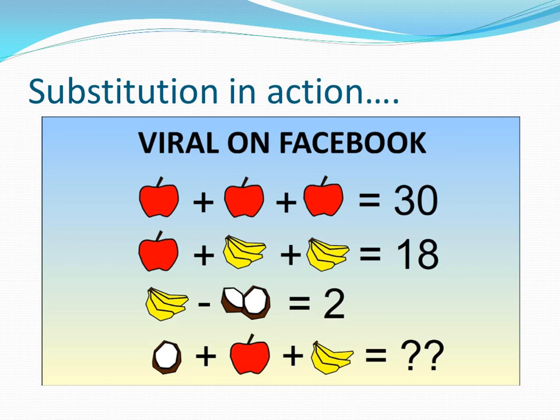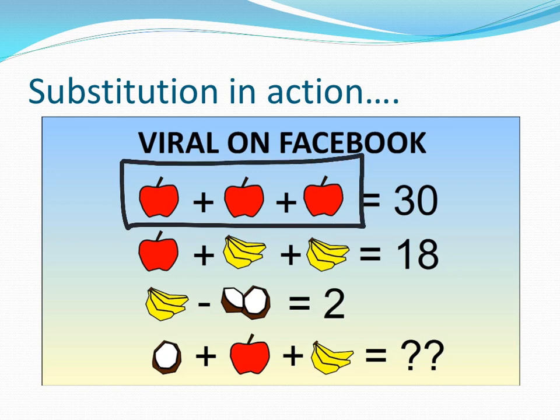So even though this Facebook thing includes equations instead of variables, it's got fruit pictures. You can use substitution very easily in this. You've got a clear piece of information right here in the first equation. If you know that there's going to be 3 apples that are 30, then each apple has to equal 10. Once you know that, then you can substitute that information in for all of the other apples and then use that to find what's missing.